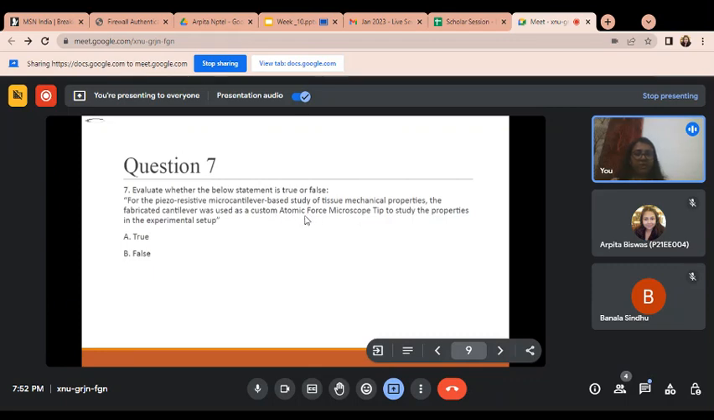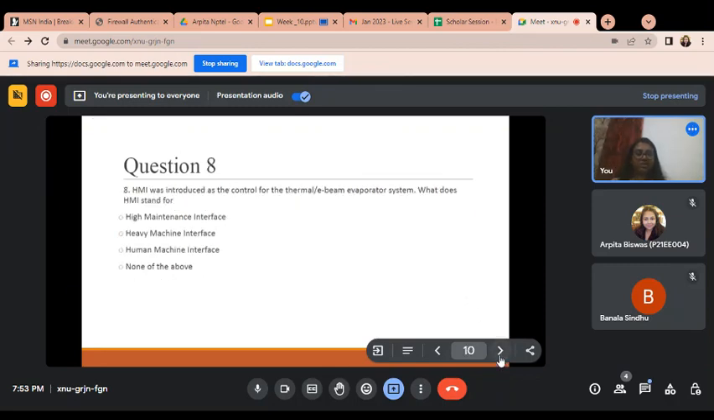For a custom atomic force microscope, the tip is different. And here, when we go to measure the tissue mechanical properties, in that case they have used the AC weight tip. So the AC weight tip is used to measure the tissue mechanical property. But for the custom atomic force microscope tip, the tip is different. So the right option is option B, false. The statement is false. So next we are moving toward question number 8.